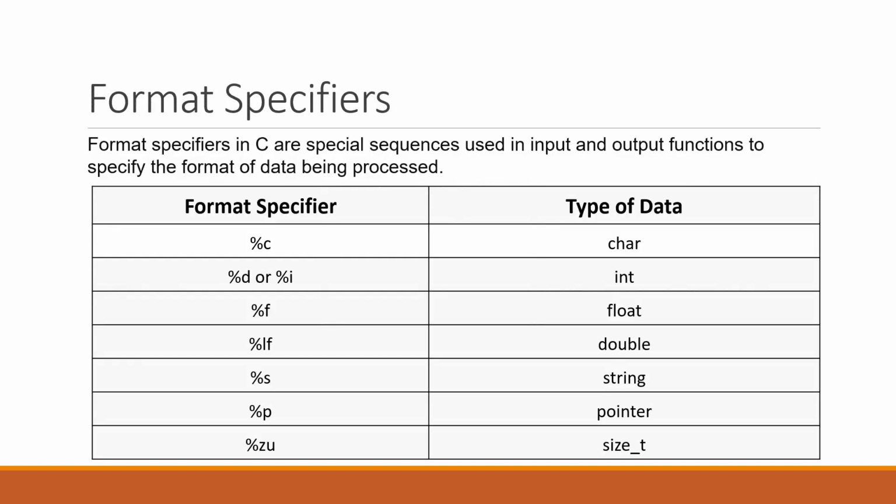Format specifiers in C are special sequences used in input and output functions, such as printf and scanf, to specify the format of data being processed. They tell these functions how to interpret the data passed to them and how to format it for display or input. Here are some commonly used format specifiers in C.